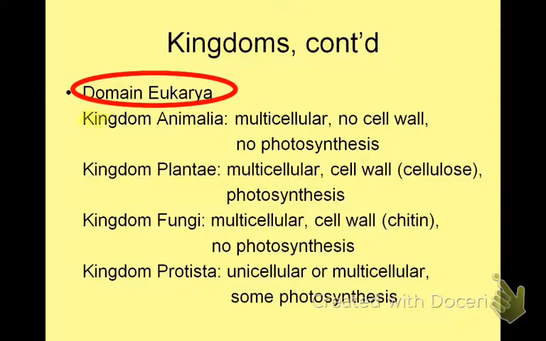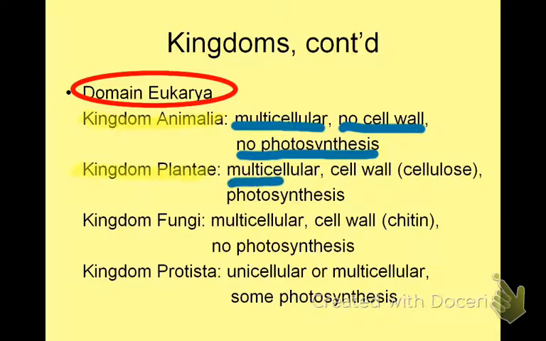Domain Eukarya. And we'll get into details of the different kingdoms underneath that. So kingdom Animalia. These guys are multicellular. They don't have a cell wall, and they don't do photosynthesis. These are all the animals: insects, mammals, fish. Kingdom Plantae, the plants, these are multicellular. They have a cell wall made of cellulose, and they do photosynthesis.